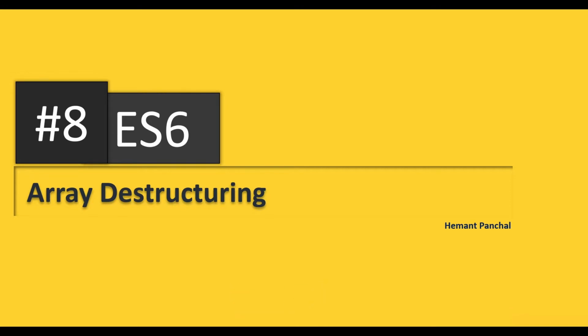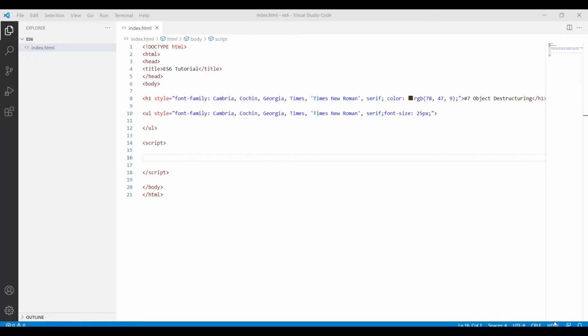In this session, we will talk about array destructuring, similar to what we did with objects. Basically, we will unpack the values from an array into our normal variables. Let me show you how it was done in ES5.